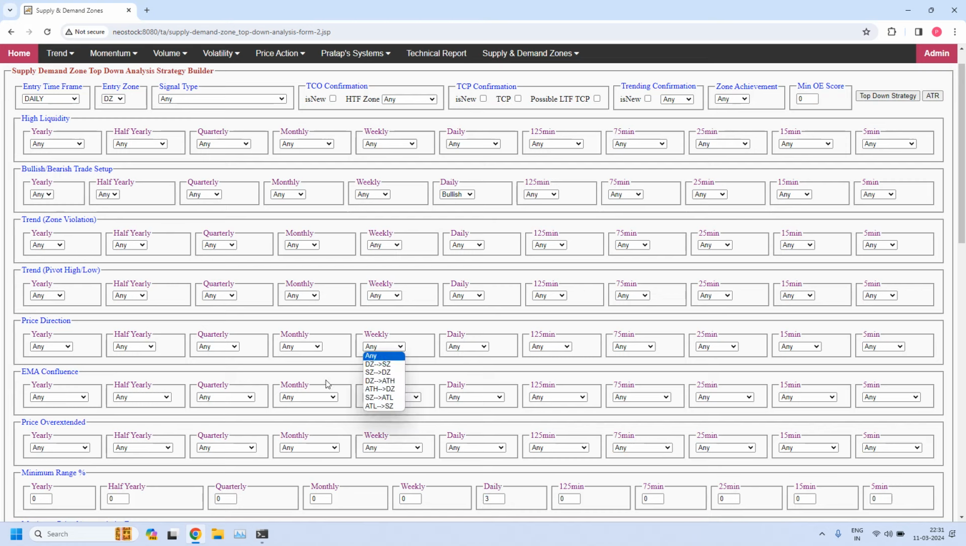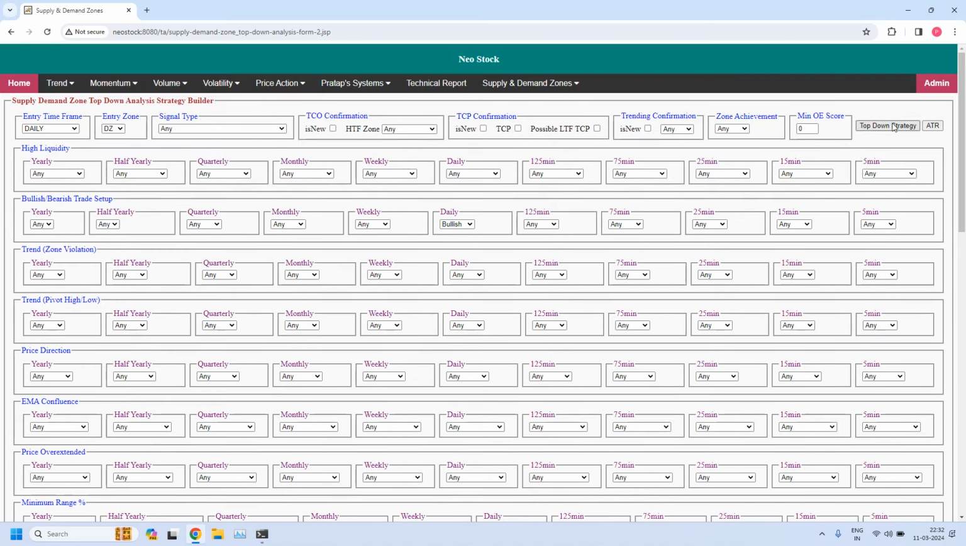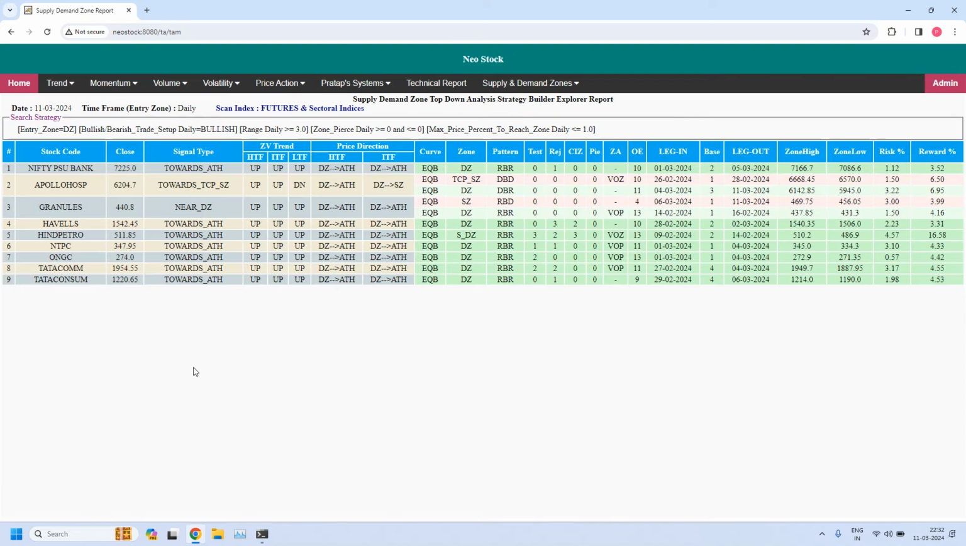Now we will generate a few different reports near to the demand zone. There is a parameter, maximum price percent to reach the zone. In daily time frame I am setting the value 1. It indicates it will display the zones within 1% distance from the demand zone. If the price is closed within 1%, only those zones will be displayed. See, currently these 9 stocks are within 1% close to the demand zone. Currently all these are supporting bullish trade setups.